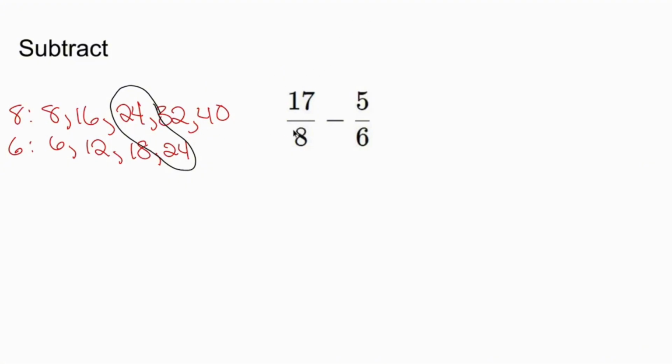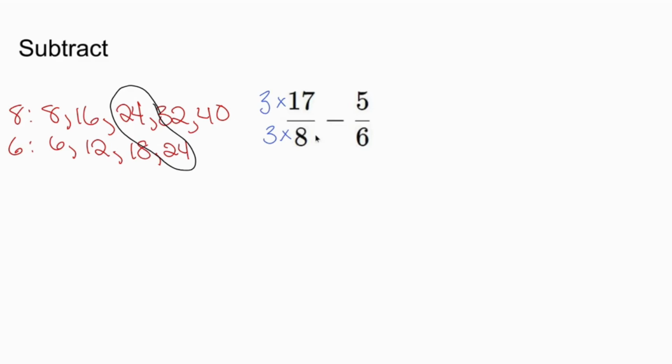So how do I make both denominators equal to 24? Well, think of what you need to multiply to 8 to get to 24. If you look at 8, it took us 1, 2, 3 multiples to get to 24, so 8 times 3 is 24. Whatever you do to the bottom number, you have to do to the top number as well, so I'm going to multiply 17 by 3 also.